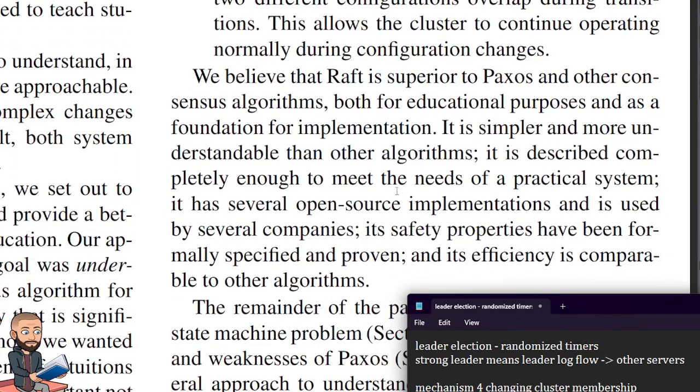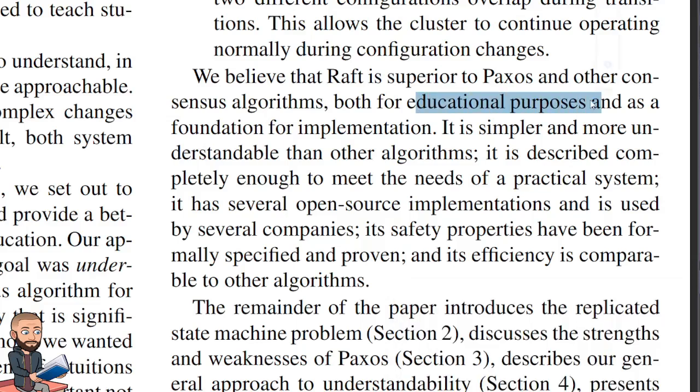We believe that Raft is superior to Paxos and other consensus algorithms, both for educational. They say this so much, I can't stand it. Like I am not even off the first page and they just repeatedly want us to know that this is easier to understand, and yet I'm understanding almost nothing about it because the only thing I understand is that they say it's easy to understand. Okay, so it is simpler and more understandable than other algorithms.